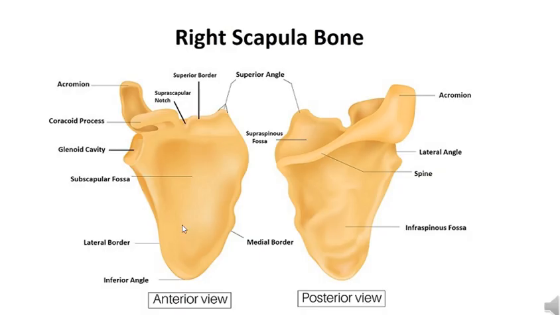Now let us go to the borders, surfaces and angles of the scapula. Now it's obvious that there are two surfaces. So the anterior surface is here and that's the posterior surface. When you look at the posterior surface, again you will have to bring in one more aspect of the scapula, that is what is called the spine of the scapula. So what exactly is the spine of the scapula?